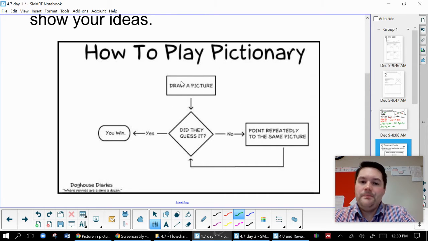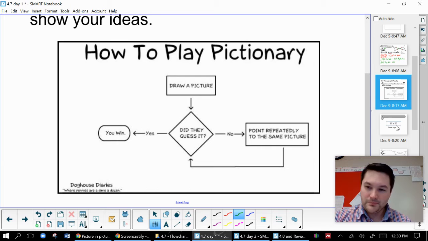So you draw a picture. You say, okay, did they guess it? No. Okay, so you point repeatedly at the picture. Did they guess it? No. Keep pointing at the picture. And if you've ever played Pictionary where the person just points at the picture and says, but anyway, it's supposed to be a joke. Not really that funny, but whatever.